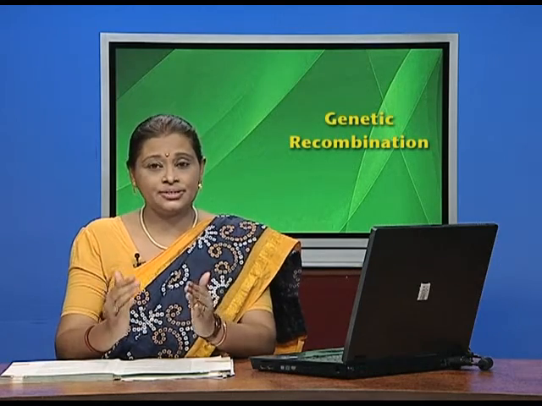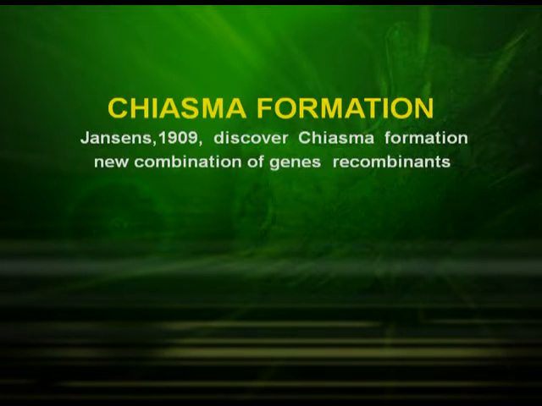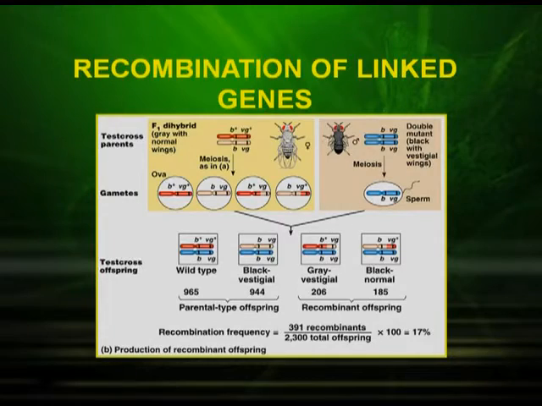But the result is genetic recombination. Now, let us go a little deeper into crossing over, which you have studied in meiosis 1. Let us see who discovered it. It was Janssens in 1909 who discovered the chiasma formation during prophase 1 of meiosis 1. And the new combinations of the genes which were produced were called recombinants. As you can see in the picture, the homologous chromosomes come together and the crossing over takes place between two non-sister chromatids.